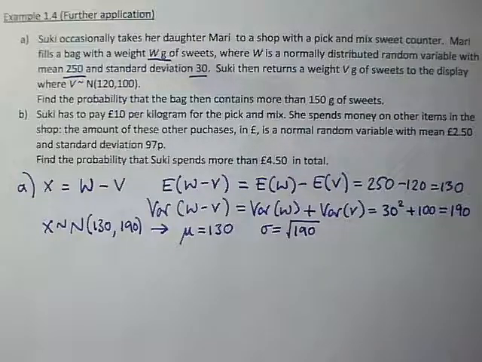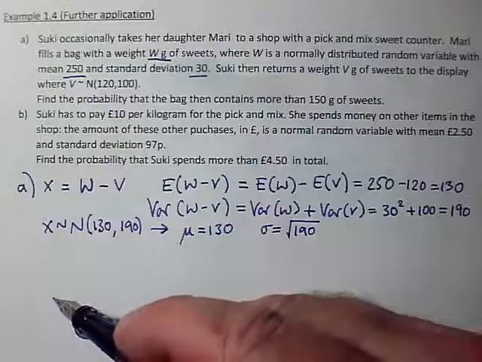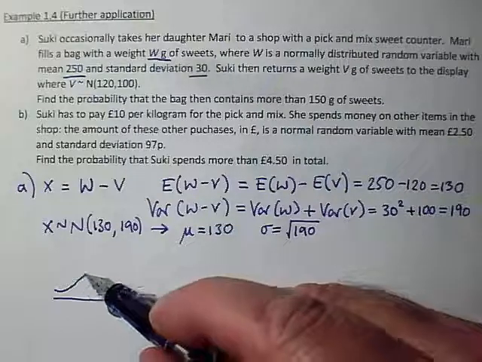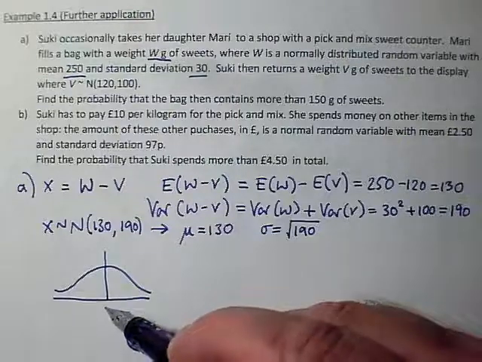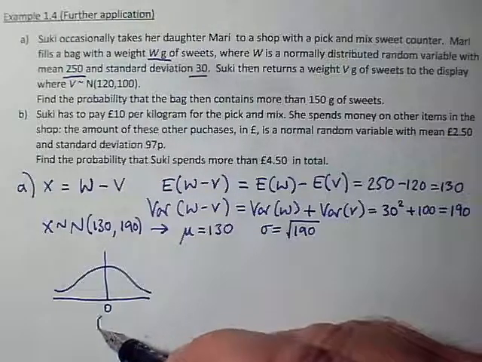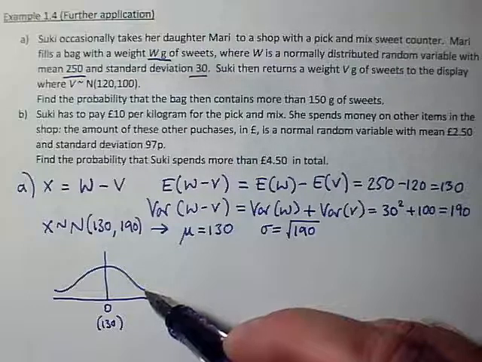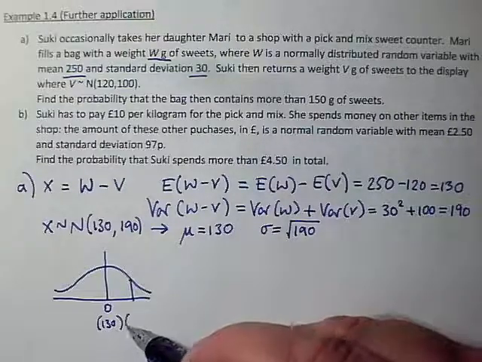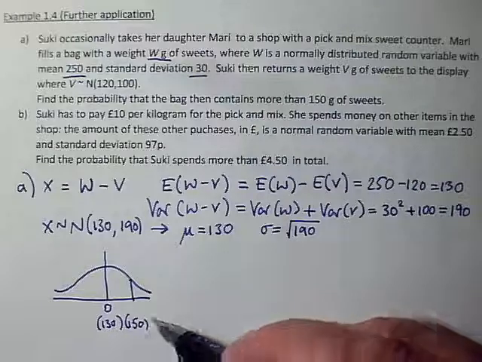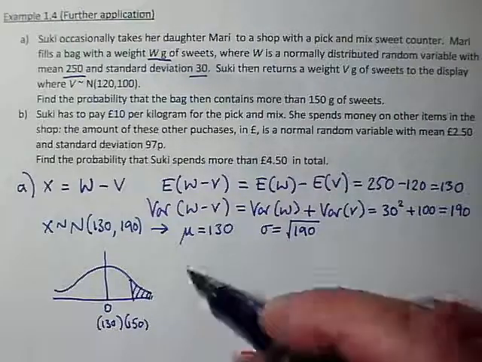Now I've got to get the probability of the bag containing more than 150 grams of sweets. So I do my normal distribution picture. Okay, this is the picture for the distribution of X. So with a Z value of 0 in the middle, I've got the mean, which is 130. And I want to be more than 150, so 150 will be this side. What Z value goes with that? And I want to be more than that, so that's what I'll be shading. So let's get that Z value.